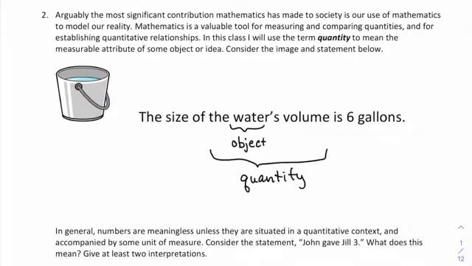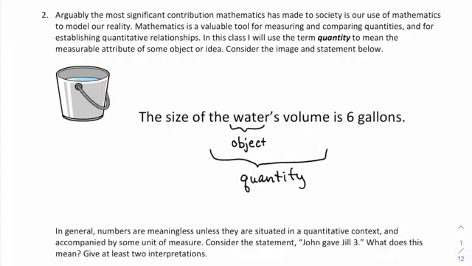So water is the object, and it has some sort of attribute, and that's going to be its volume, and the volume is something that's measurable. So the water's volume is the quantity here. Some people like to use the word quantity to talk about how big the volume is. So using the 6 gallons. But I'm using it more generally, more abstractly. Quantity is something that you can measure, and it's some measurable attribute of an object.